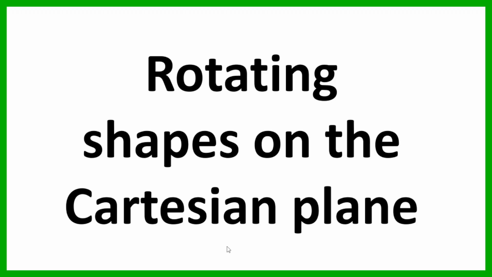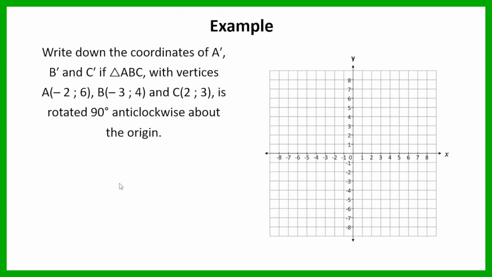Okay, so over here, our first example, write down the coordinates of A prime, B prime, and C prime if triangle ABC with vertices A, -2, 6, B, -3, 4, and C, 2, 3 is rotated 90 degrees anti-clockwise about the origin. So first thing we need to do is plot the triangle.